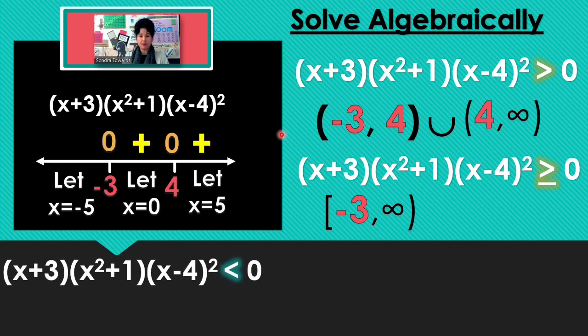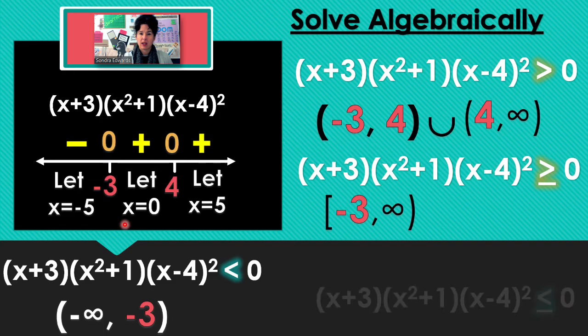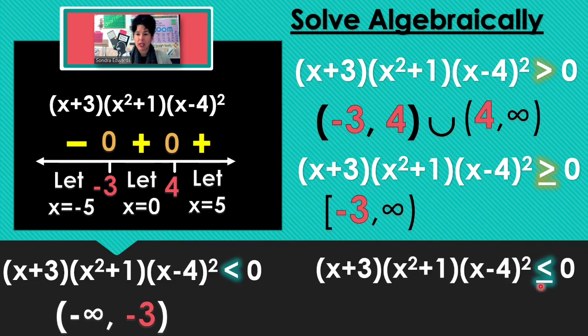Okay, here's another one. Less than 0 means we're only looking for the sections in that sign chart less than 0. So negative numbers are less than 0. Right in there is the only place where we are less than 0. So every x value from negative infinity until we get to negative 3 will make this original inequality true. And notice I'm leaving out the negative 3 because when I substitute negative 3, I don't get a negative. Okay, one more, less than or equal to.